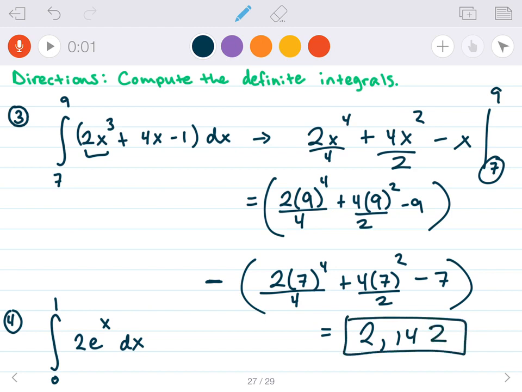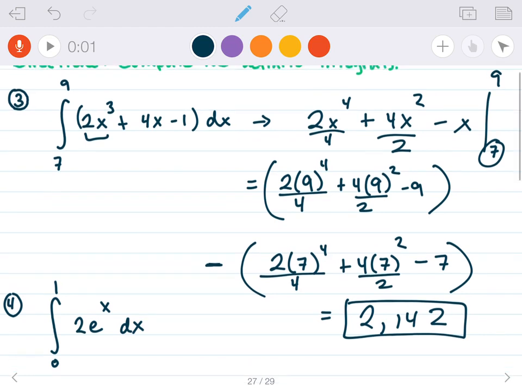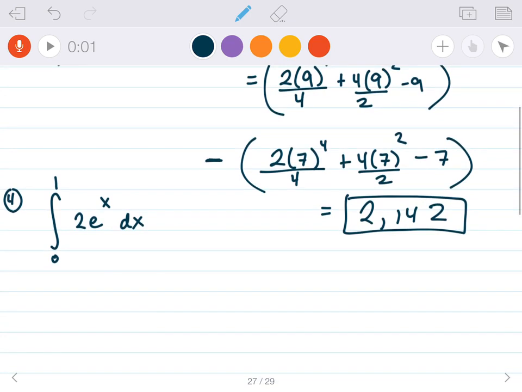Okay, all right, let's look at this next one. We have 2e to the x. Well, this one's easy. So what's the antiderivative here? It's just 2e to the x. When I take the derivative of this, I get exactly this.